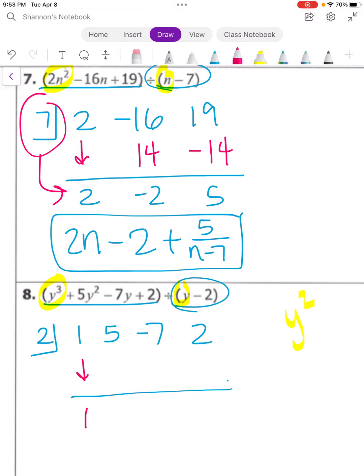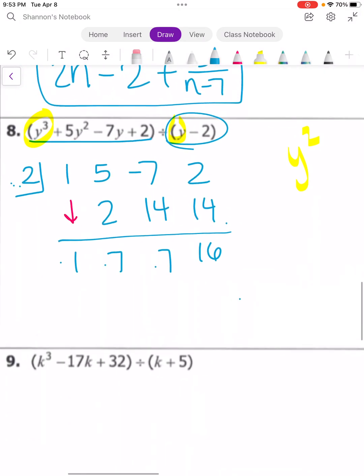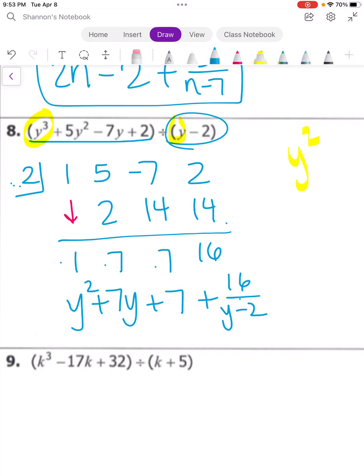Bring down the 1. Two times 1 is 2. Add those to get 7. 2 times 7 is 14. Add those, again I got 7. 2 times 7 is 14. Add those and I get 16. So I have 1y squared plus 7y plus 7 plus 16 over y minus 2.